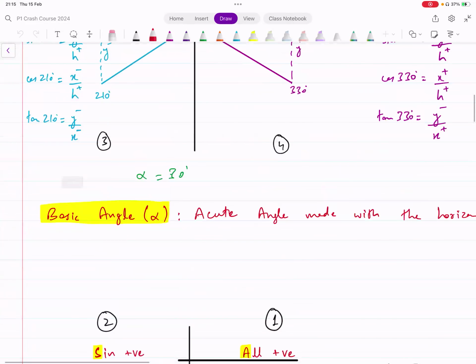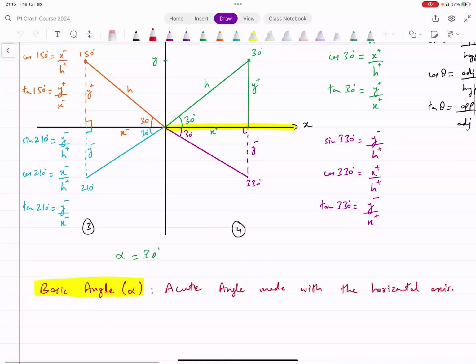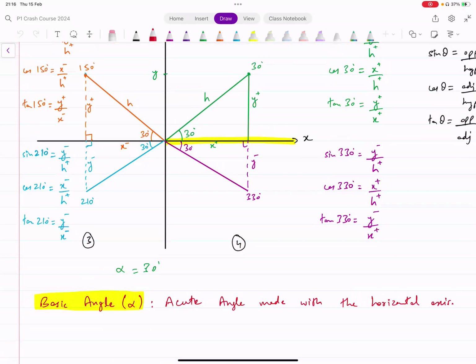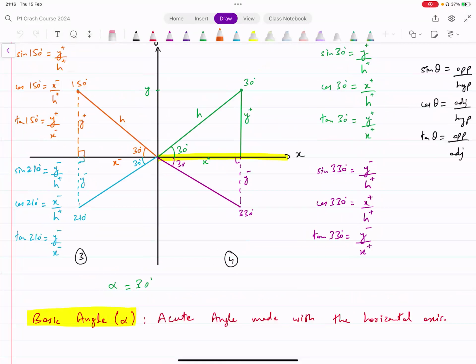There was another thing that we discussed, and that was about the basic angle. This was something very important that we used for solving equations. Why was basic angle important? It was because whenever the basic angle is the same, the ratios sine, cos, and tan turn out to be the same for those angles. It's just a difference of plus and minus. So we looked at this example in which one angle was 30, another was 150, another was 210, then another was 330. All of these angles had the same basic angle 30, right? All of them make 30 degrees with the horizontal axis.